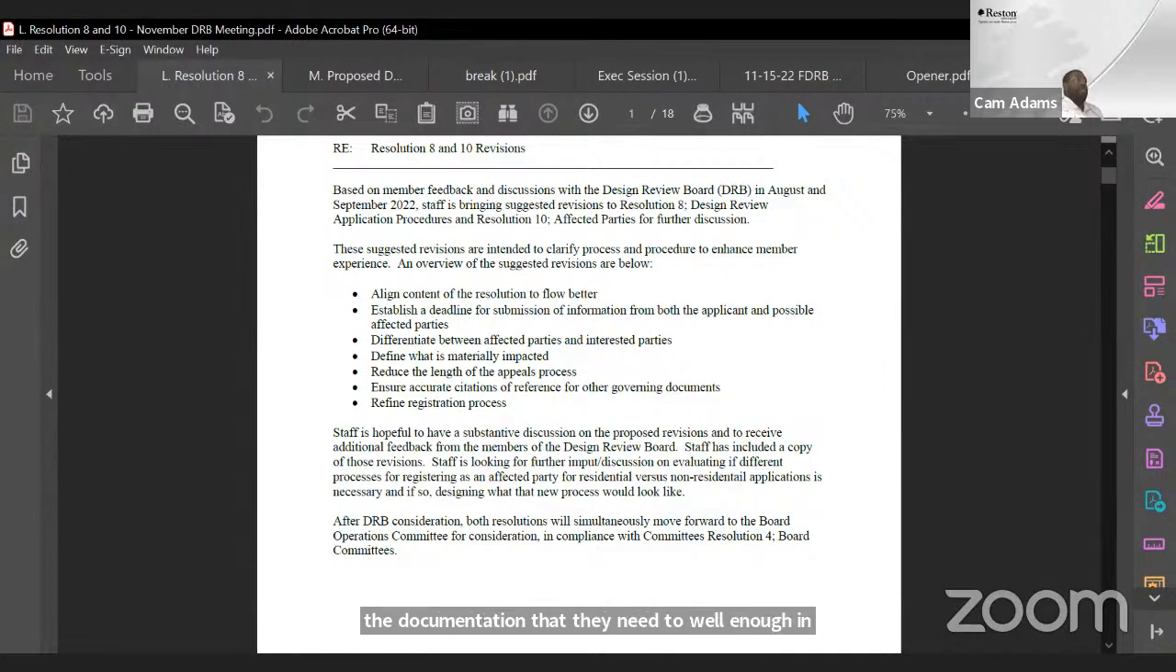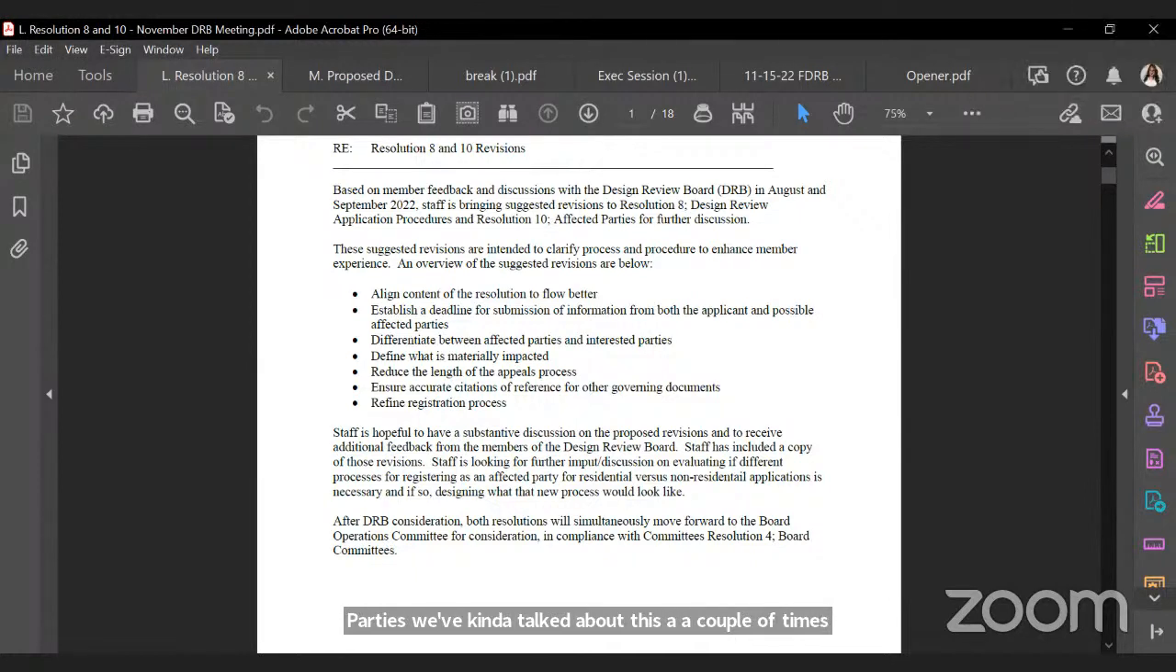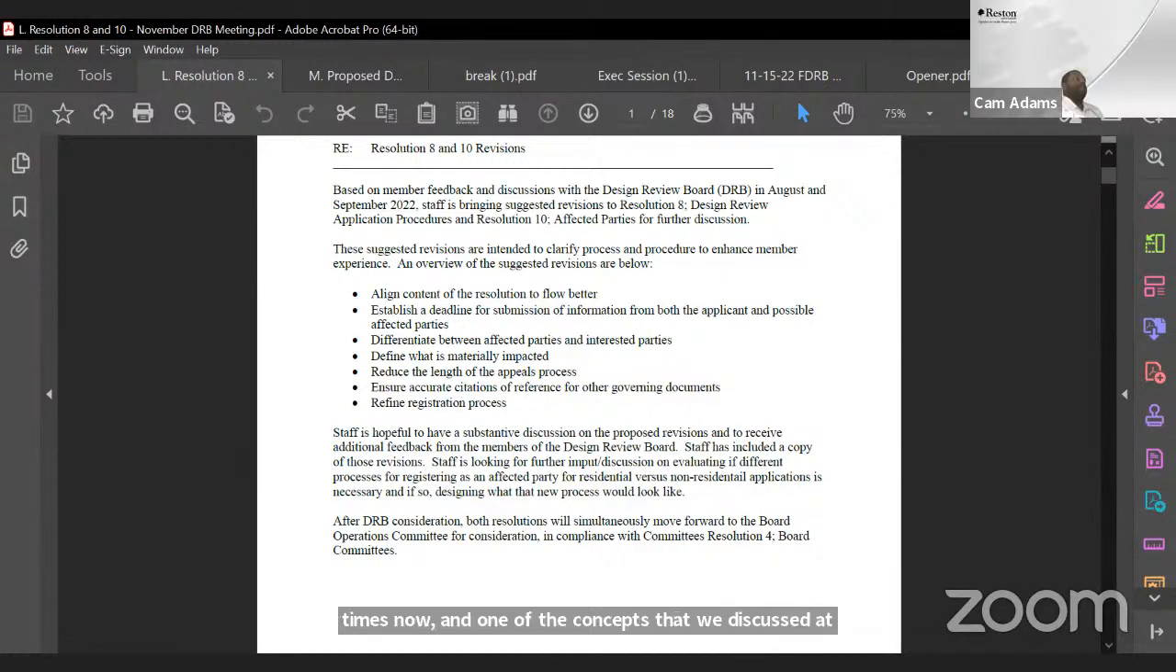Resolution 10 relates to affected parties. We've talked about this a couple of times now. One of the concepts we discussed at the last meeting in September was delineating between affected party and interested party. There was a desire to have any member who had concerns or questions related to an application be able to participate in the review of that application.